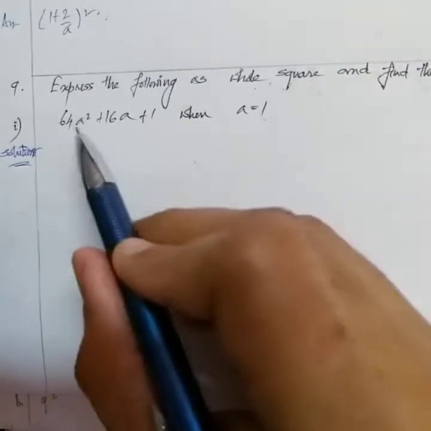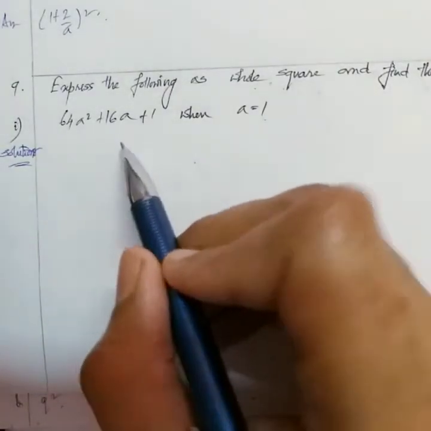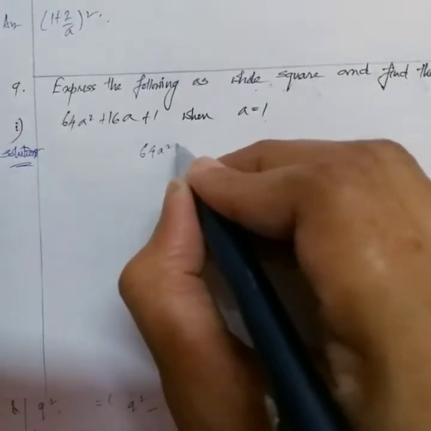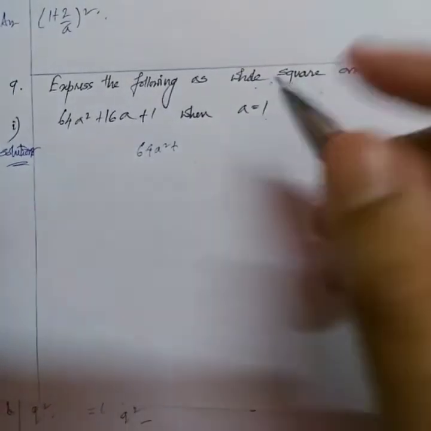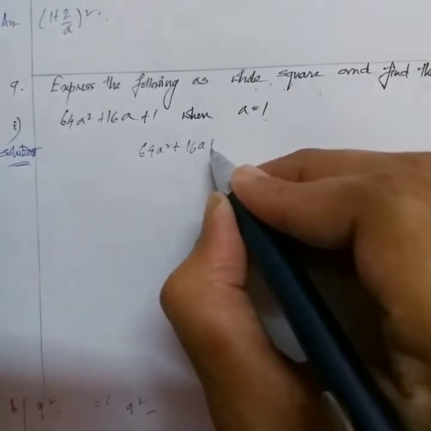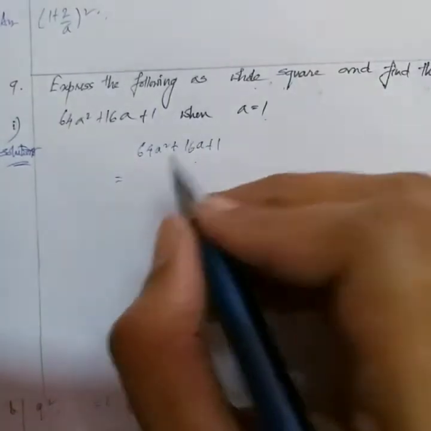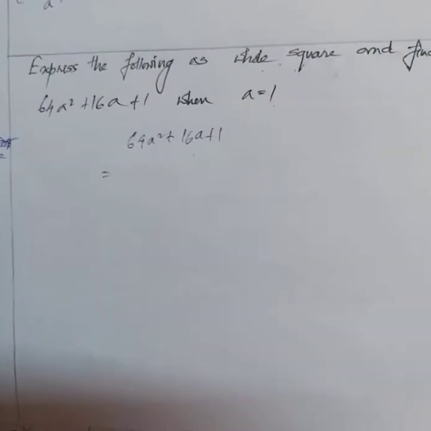So whatever the expression is given, you have to first convert this into the whole square expression first, then you can put the values. So let me first write the given expression 64a square plus 16a plus 1, right? Now this entire expression has to be converted into whole square form.